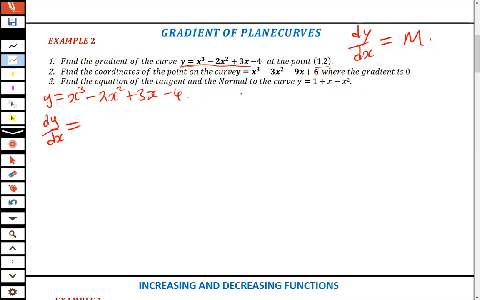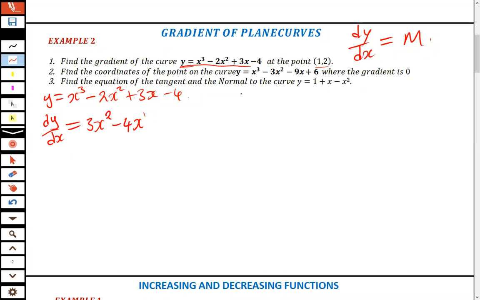For the first term, x to the power 3, this will just be 3 times the coefficient, which is 1, so 3 times 1 gets 3. Then we write our x there, and 3 minus 1 gets 2. We move on to the next one: negative 2 times the power 2 gives us negative 4. Then we write x, and 2 minus 1 gets 1.